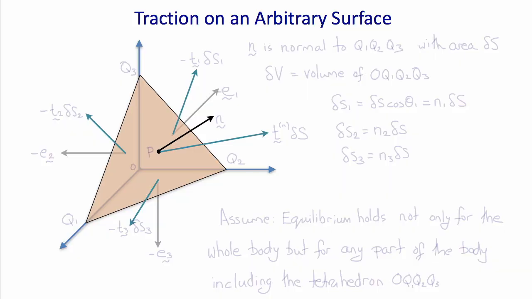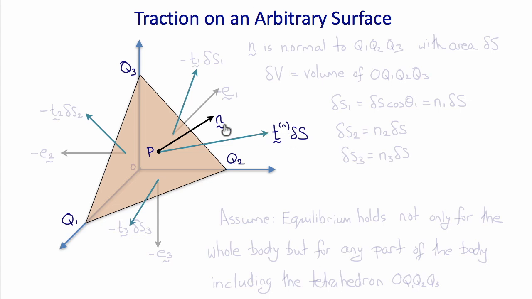Welcome back. Last time we defined the stress tensor by considering the components of the tractions acting on faces normal to our coordinate axes. Today, let's consider tractions acting on an arbitrary surface at point P with vertices Q1, Q2, and Q3 on our x1, x2, and x3 axes. The traction acting normal to the surface is T superscript n, and multiplying that by the area of the surface, delta S, will be the force.